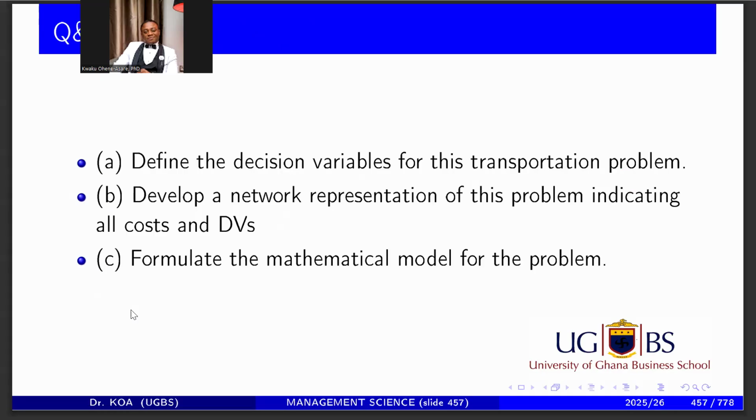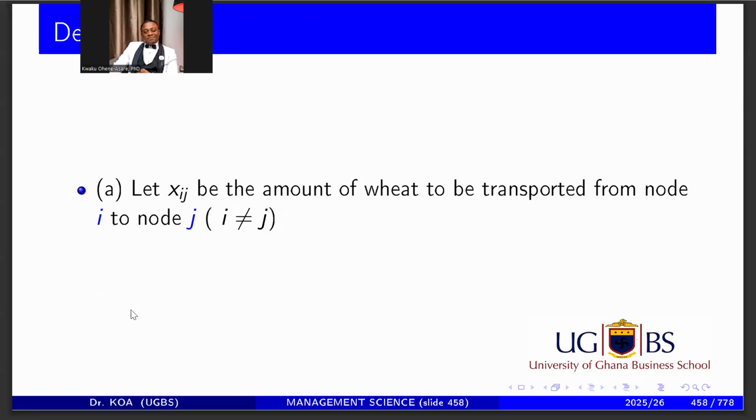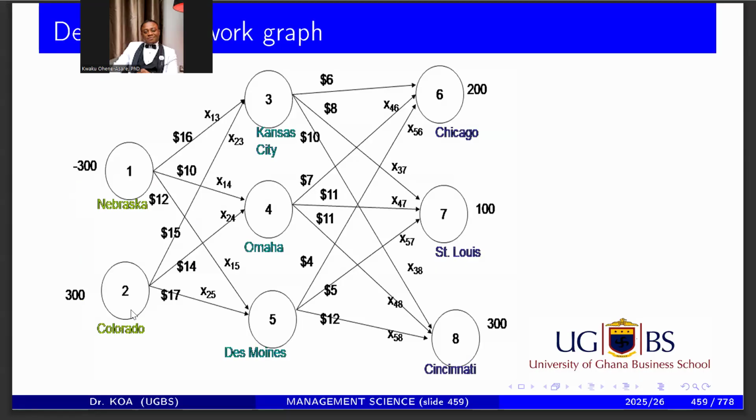It says first, define the decision variables. Again, the decision variable will be the same thing that we've been doing. Let Xij be the number of tons of wheat transported from node i to node j. Develop a network graph. We've done that. Formulate the model. Now we are ready to formulate the model. In the formulation of the model, your eye should be on the X. This is still a minimization, so you write Z min.